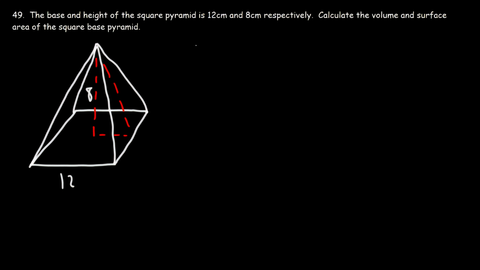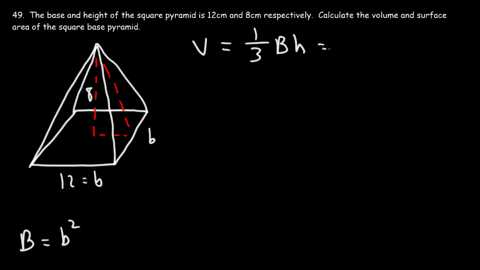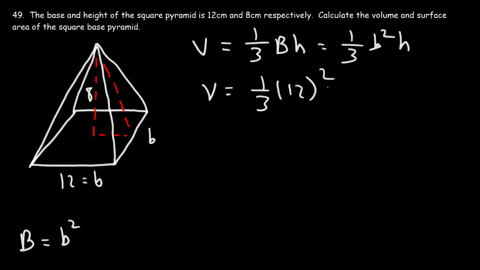So let's focus on this problem. The volume of the square pyramid is 1/3 times the area of the base times the height. Now the area of the base is basically the side length squared, where the side length is basically lowercase b. So the volume is going to be 1/3 times the side length squared times the height. So the side length of the square is 12. We need to square it, and then the height is 8.